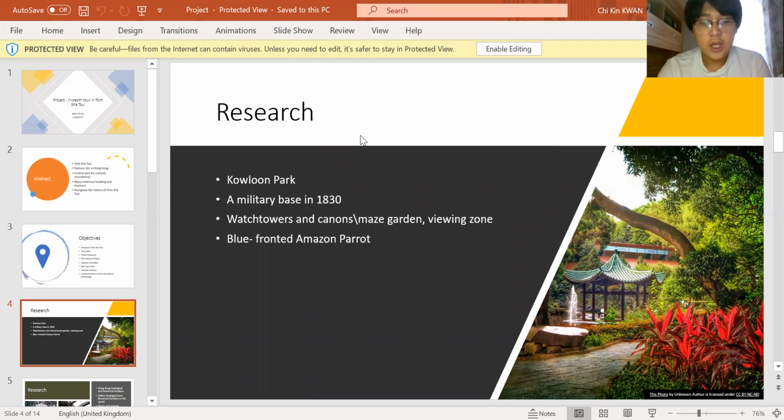For the research, the first site is Kowloon Park. It was a military base in 1830, and there are watchtowers and cannons in the park. Near the cannons, there is a garden with a sculpture walk. There are some local and international artists' works, such as Maze Garden and Viewing Zone. And there is also an endangered species called the blue-fronted Amazon parrot. On the right-hand side, you can see a picture of Kowloon Park.